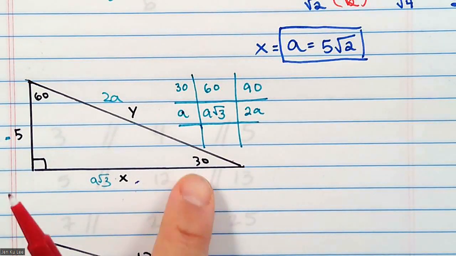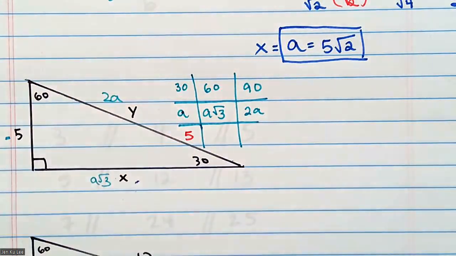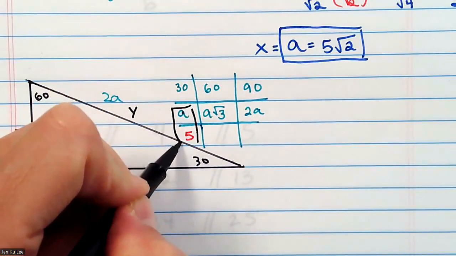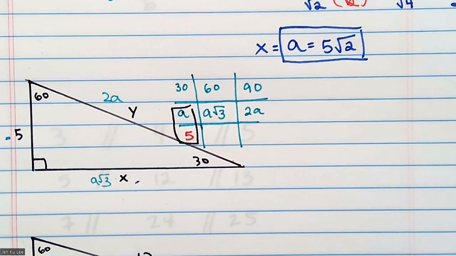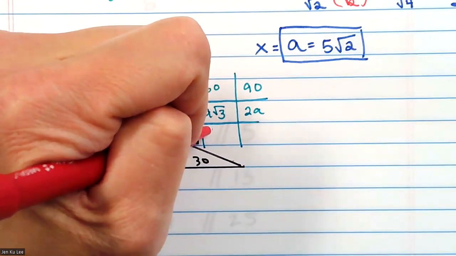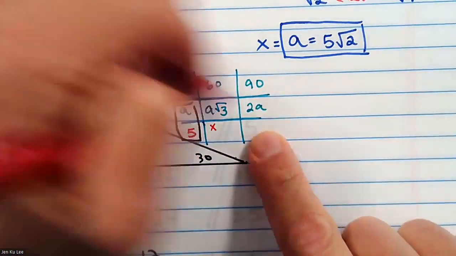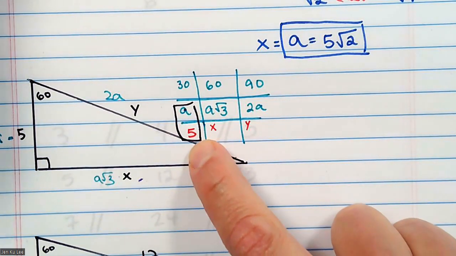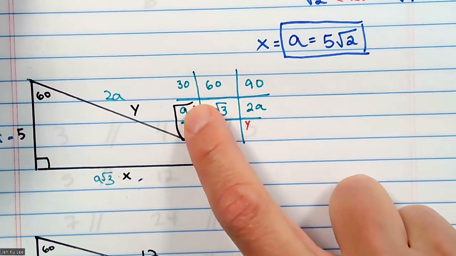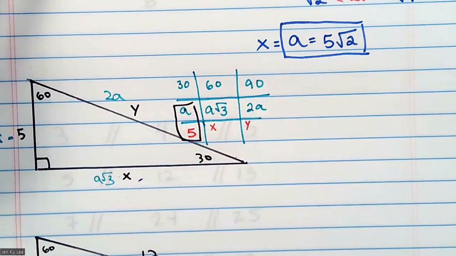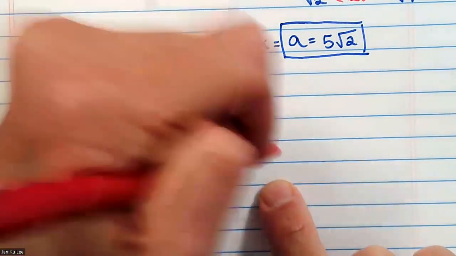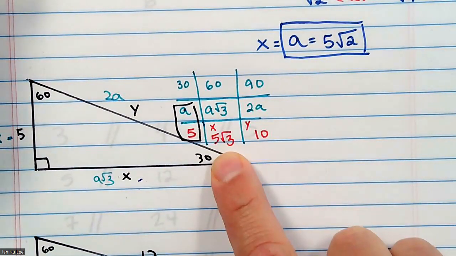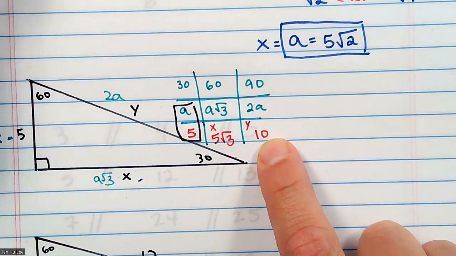All right? So across the 30 is 5. So automatically, I know my a value, right? a equals 5. Across the 60 is a square root of 3, so that's x. And then across the 90 is my y. I need to figure out my x and my y, right? If a is 5, what is a square root of 3? 5 square root of 3. What is 2 times a? 10. That's it. So I know my x value is 5 square root of 3. I know my y value is 10. You're done. Simple?